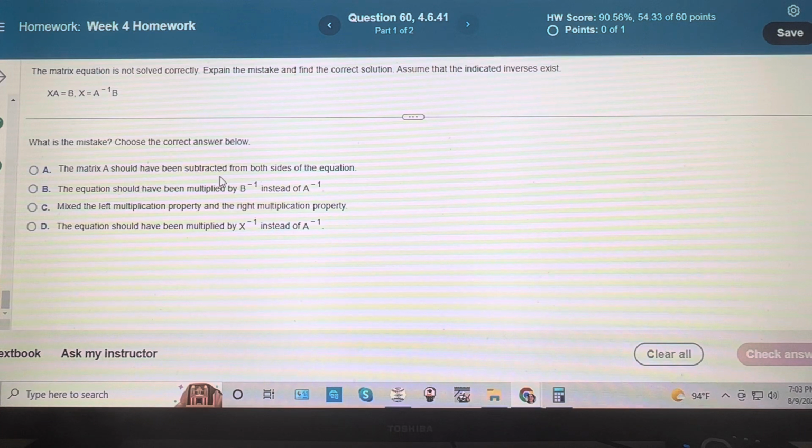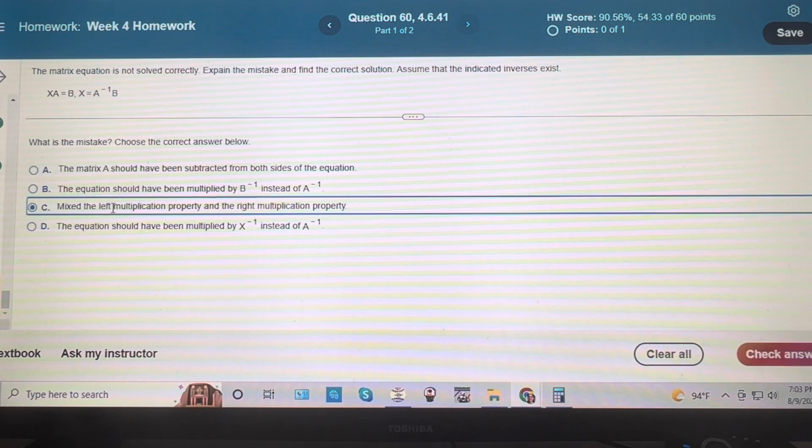Matrix A should have been subtracted. Definitely not. This is all multiplied together. The equation should have been multiplied by inverse of B. That really wouldn't get the X by itself. Mix the left. Yeah, see, this is it. Mix the left multiplication property and the right multiplication property.